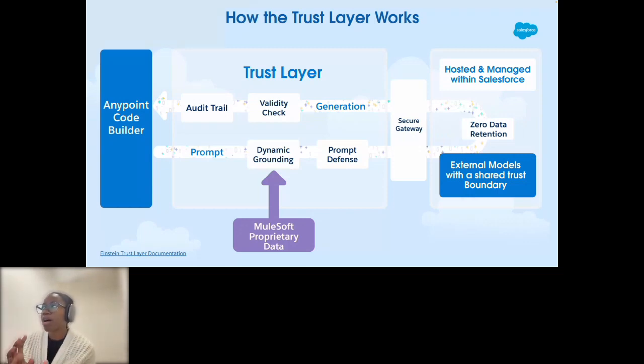Then we send that prompt through the Einstein gateway to OpenAI, which is the external model that we have a shared trust boundary with. This means that no data that we send to OpenAI is retained with that vendor. We wanted to make sure that the data stayed all within the Salesforce ecosystem. For that reason, we have this trust agreement with OpenAI where no data will be stored on their side.